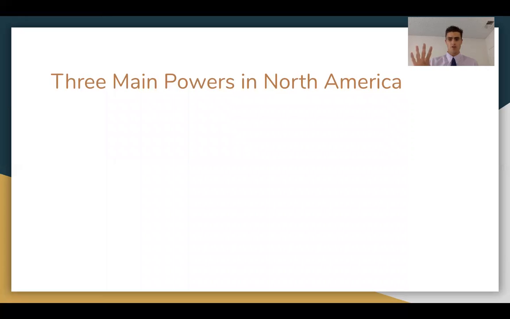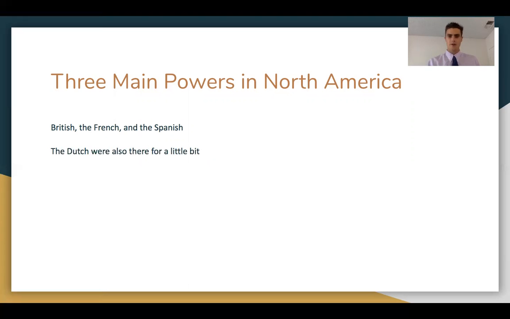So even though there were 4 countries, there were really 3 main powers in North America. These countries will stay in our story longer than today. The British, the French, and the Spanish. These 3 countries will be important in American history for the next few hundred years. The Dutch were also in North America for a little bit, but the British take them over pretty quickly, and we never really hear from them again. So there's 3 main powers: the British, the French, and the Spanish.